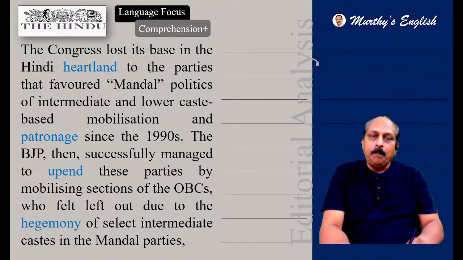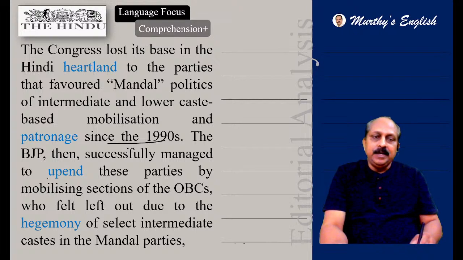The Congress lost its base in the Hindi heartland to the parties that favored Mandal politics of intermediate and lower caste based mobilization and patronage since the 1990s. It talks about how the BJP could become very strong, why the Congress lost its base, and where it lost. The Congress lost its base in the Hindi heartland to the parties that favored Mandal politics of intermediate and lower caste based mobilization and patronage since the 1990s. The BJP then successfully managed to upend.